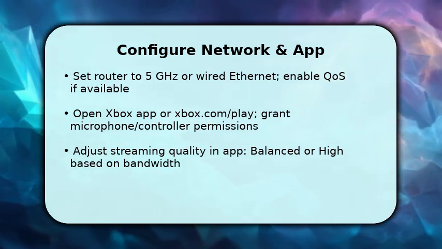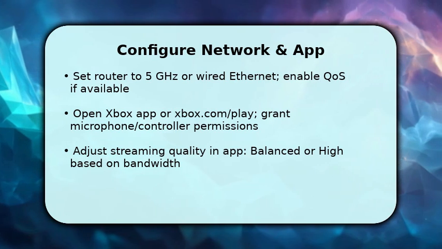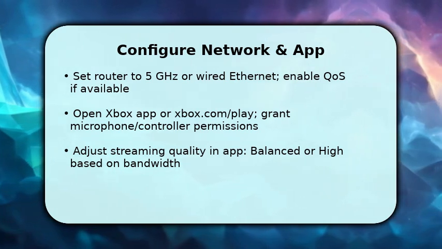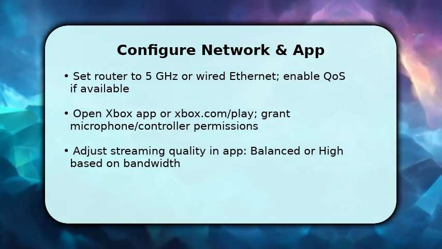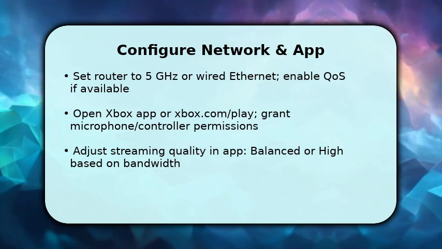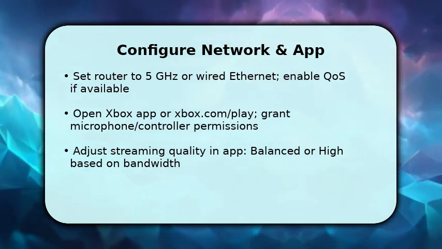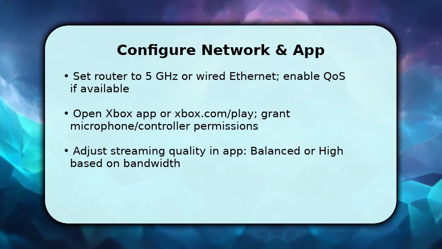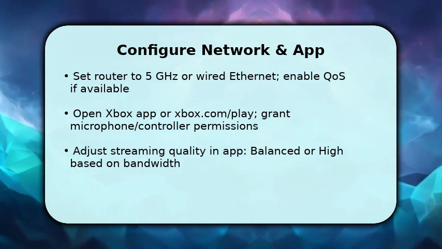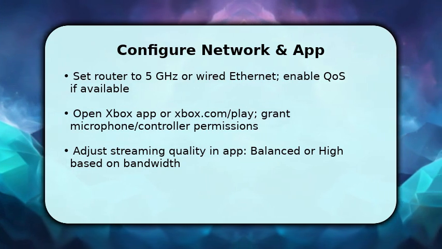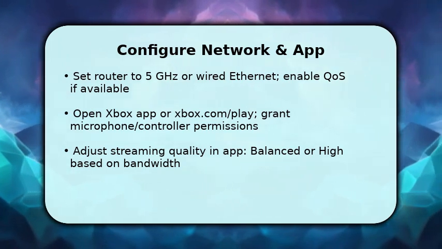Then open the Xbox app or go to Xbox.com/play, sign in, and accept permissions for input and audio. In the app streaming options, choose balanced for medium connections or high if you have 20 Mbps plus. Also enable low latency mode if available. Doing this reduces input lag and improves frame pacing.